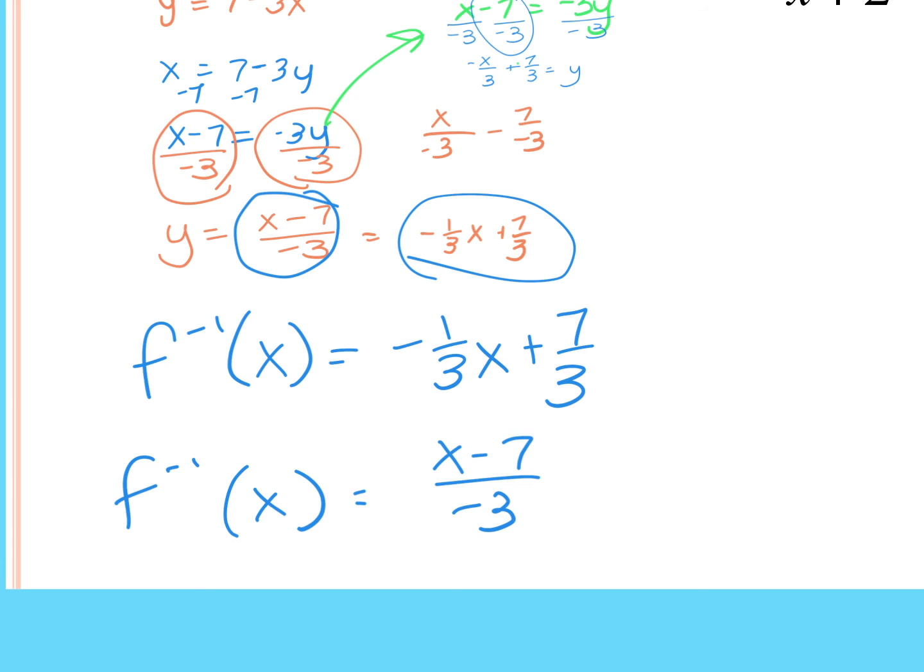Correct. You only changed the y to f negative 1 of x, right? Yes. Not the x. Yes. It could be either of those. If it's asking you to graph them, I would expect to see it split. But WebAssign will take both, as would I if it was an open-ended question.